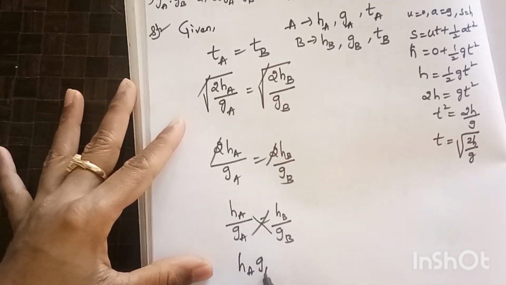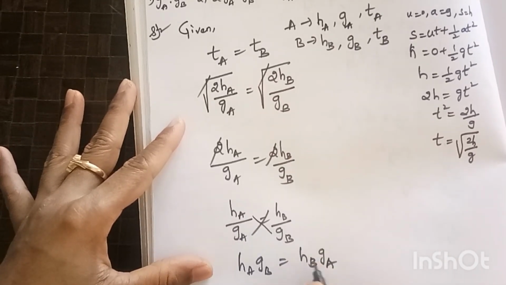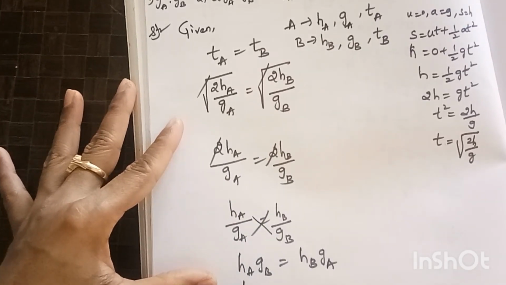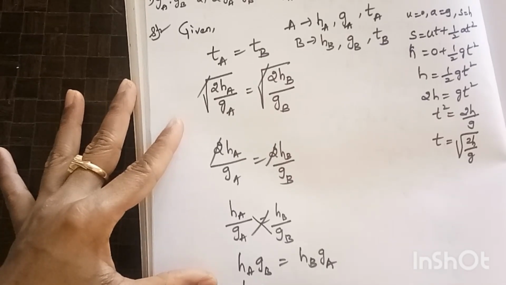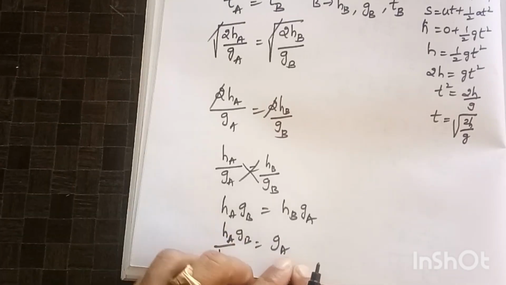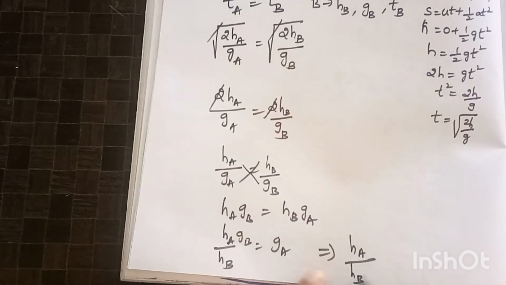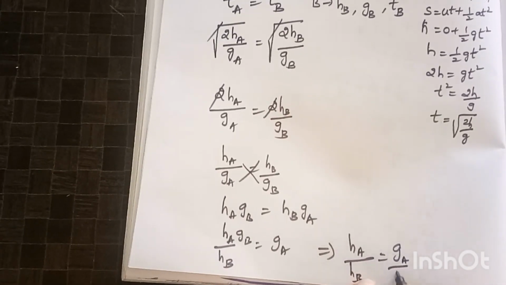HA GB equals HB GA. So I want the ratio of heights. Send HB to the left-hand side, it will divide: HA GB by HB equals GA. As GB is multiplying here, send it to the right-hand side, it will divide: HA by HB equals GA by GB.